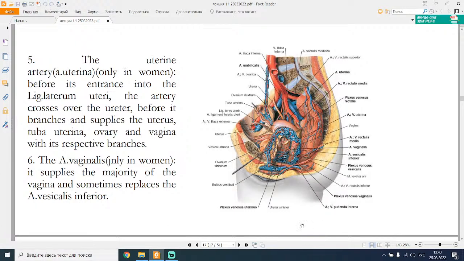Next, arteria vaginalis, only in women. It supplies the majority of the vagina and sometimes replaces the arteria vesicalis inferior. Arteria vaginalis and arteria vesicalis inferior.